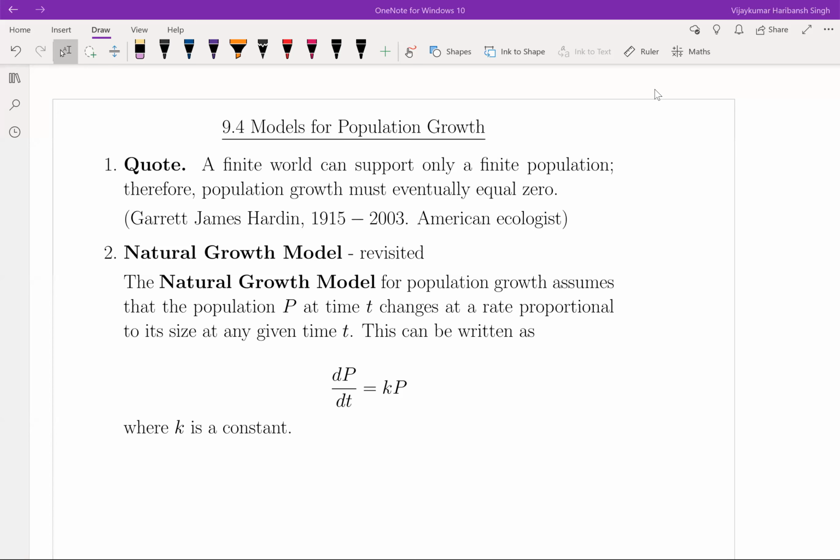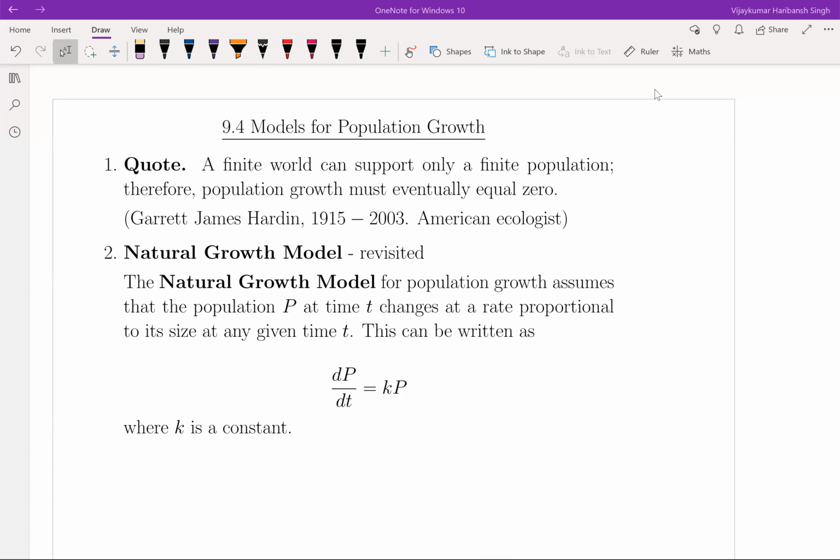Recall what a natural growth model was. There are many models for population growth. You can use this for population growth of human beings, bacteria, or the rate of spread of, say, coronavirus or something like that, although the rate of spread may not be as simple as this, so there are quite a few models for that. One of the models is the natural growth model.